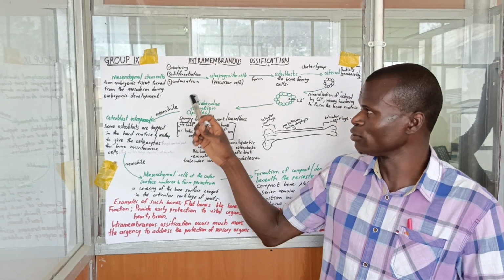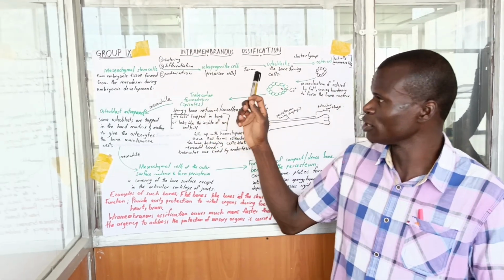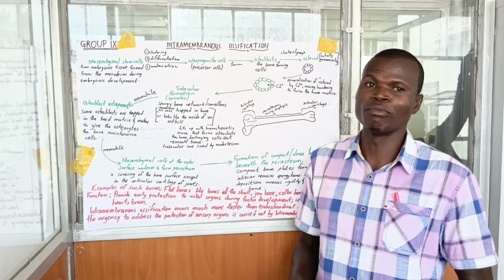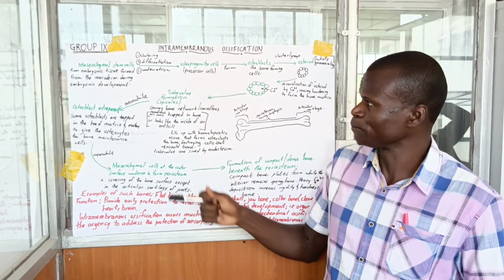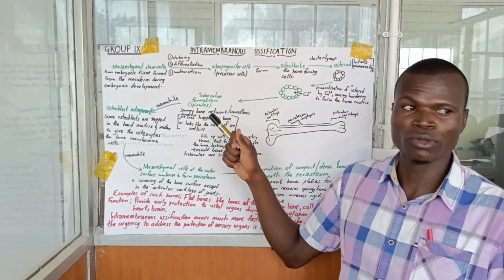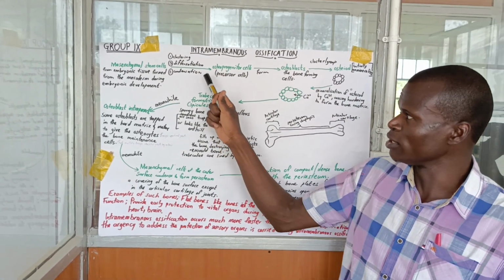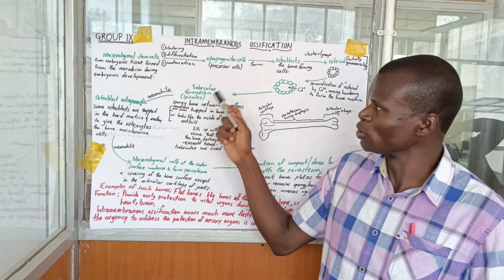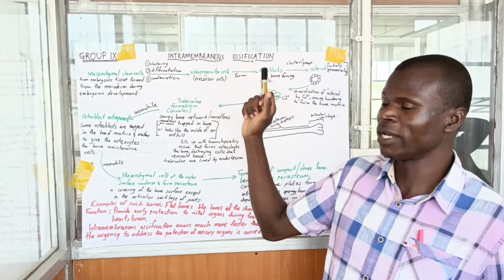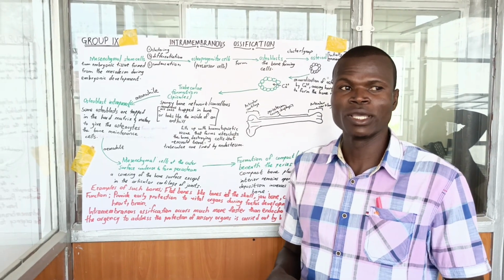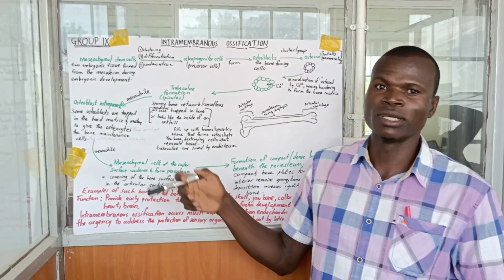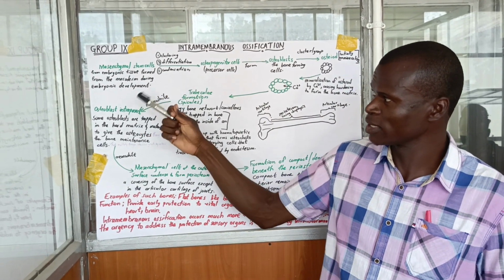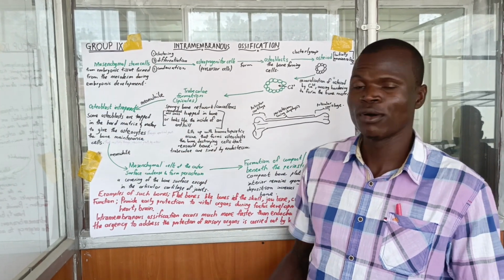We are discussing intramembranous ossification, and ossification simply refers to the process of bone formation. It is divided into two categories: intramembranous ossification and endochondral ossification. When you look at intramembranous ossification, we are looking at the process of bone formation from cells, and in this case we have mesenchymal cells.